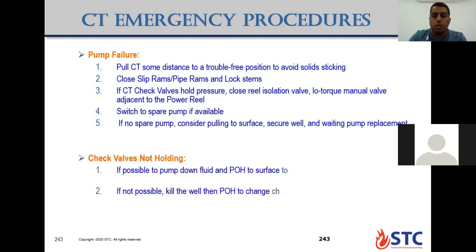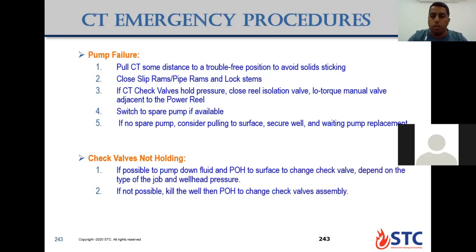Another situation is when the check valves are not holding pressure. You know that the check valve is the primary barrier from inside the reel itself, so you must have dual check valves holding pressure from below. If you have any leak in the coil tubing at the surface, this check valve will prevent the escape of the flow coming through the coil tubing.